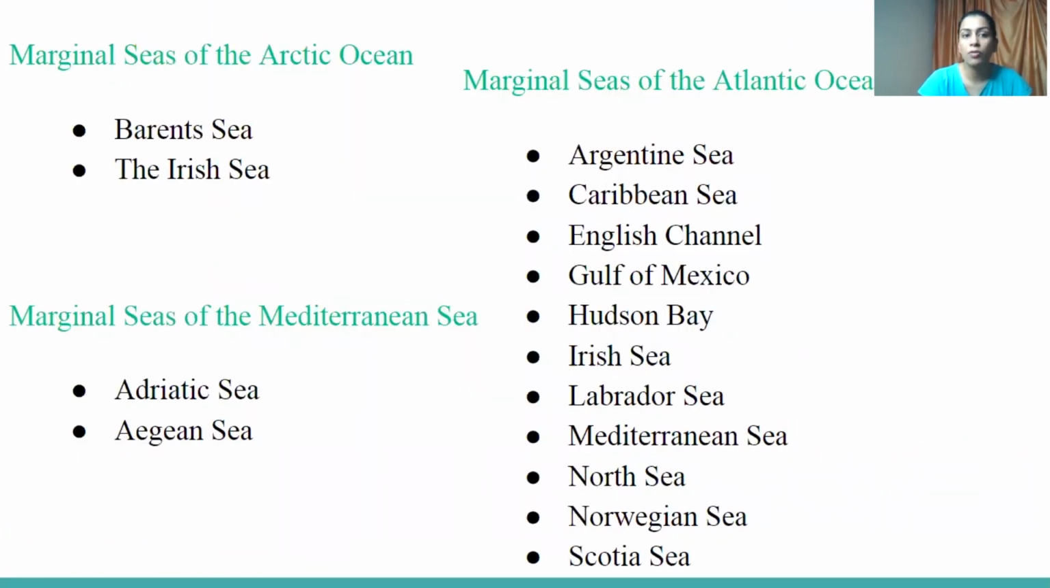So some marginal seas of the Arctic Ocean are Barents Sea and the Irish Sea. The marginal seas of the Mediterranean Sea are Adriatic Sea and Aegean Sea. Marginal seas of the Atlantic Ocean: Argentine Sea, Caribbean Sea, English Channel, Gulf of Mexico, Hudson Bay, Irish Sea, Labrador Sea, Mediterranean Sea, North Sea, Norwegian Sea, and the Scotia Sea.